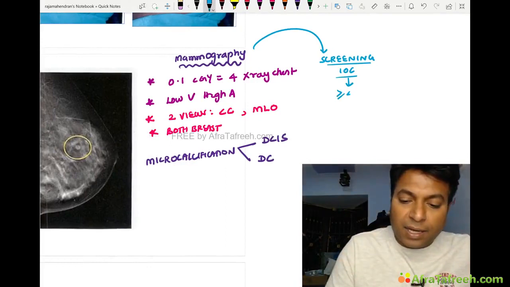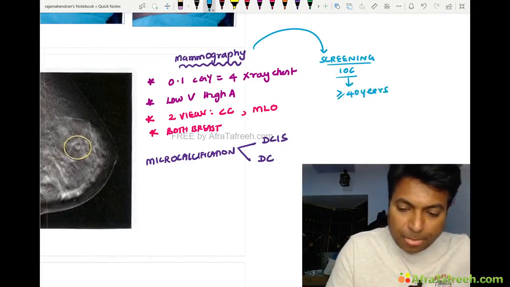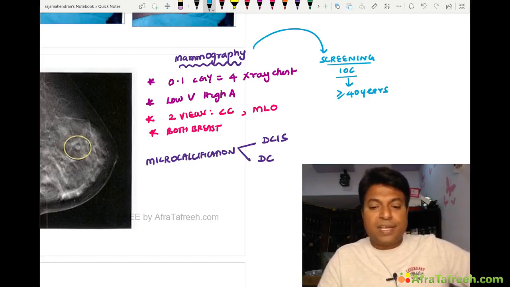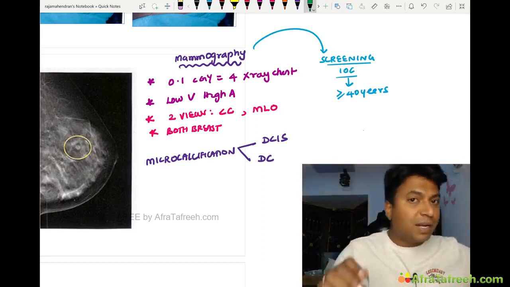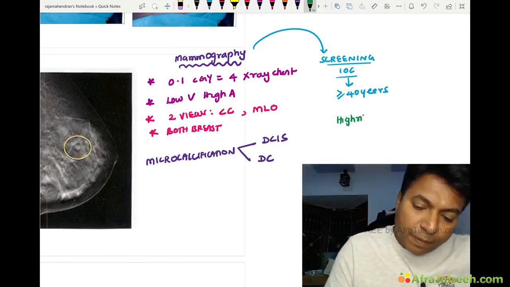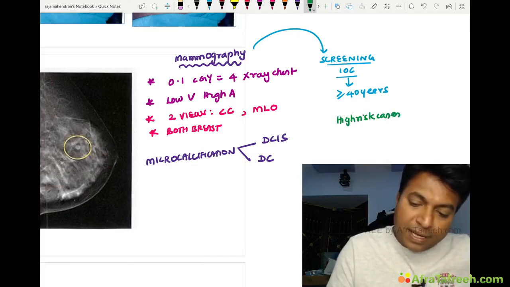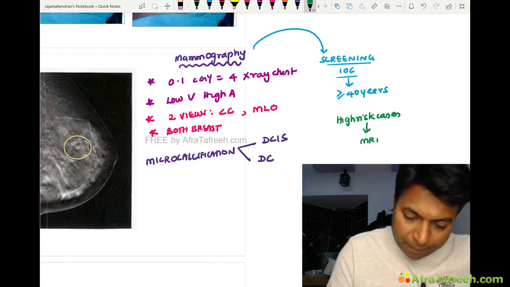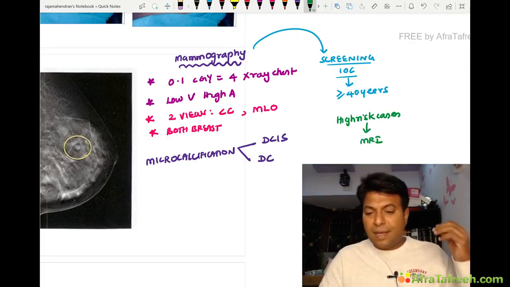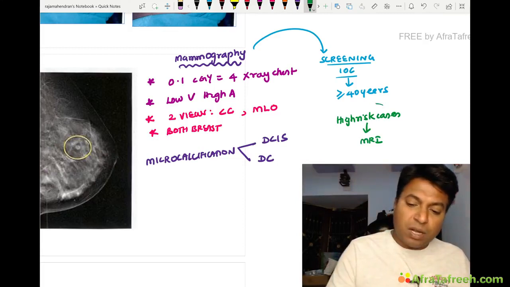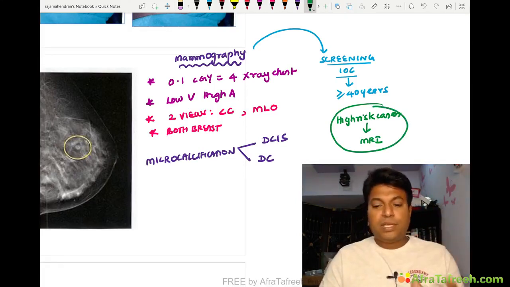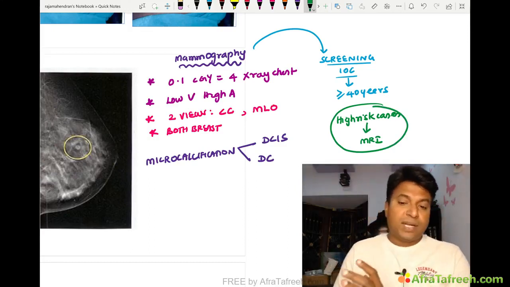It is done at or above 40 years. All females above 40 years must undergo mammography in Western countries. High risk cases should undergo MRI. High risk patients who have a family history of breast cancer, or BRCA1, BRCA2 mutation, will undergo MRI. But regular people should undergo mammography above 40 years.